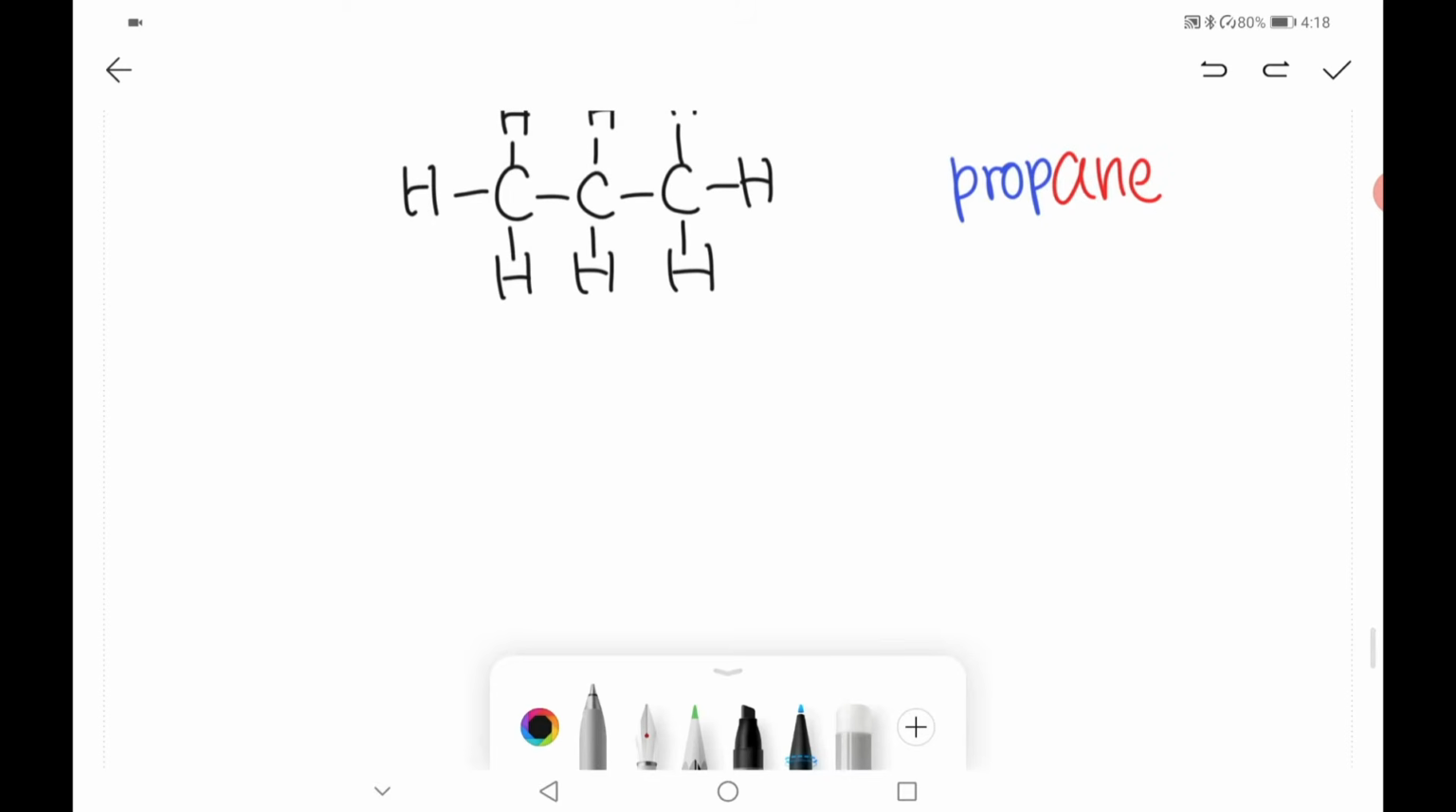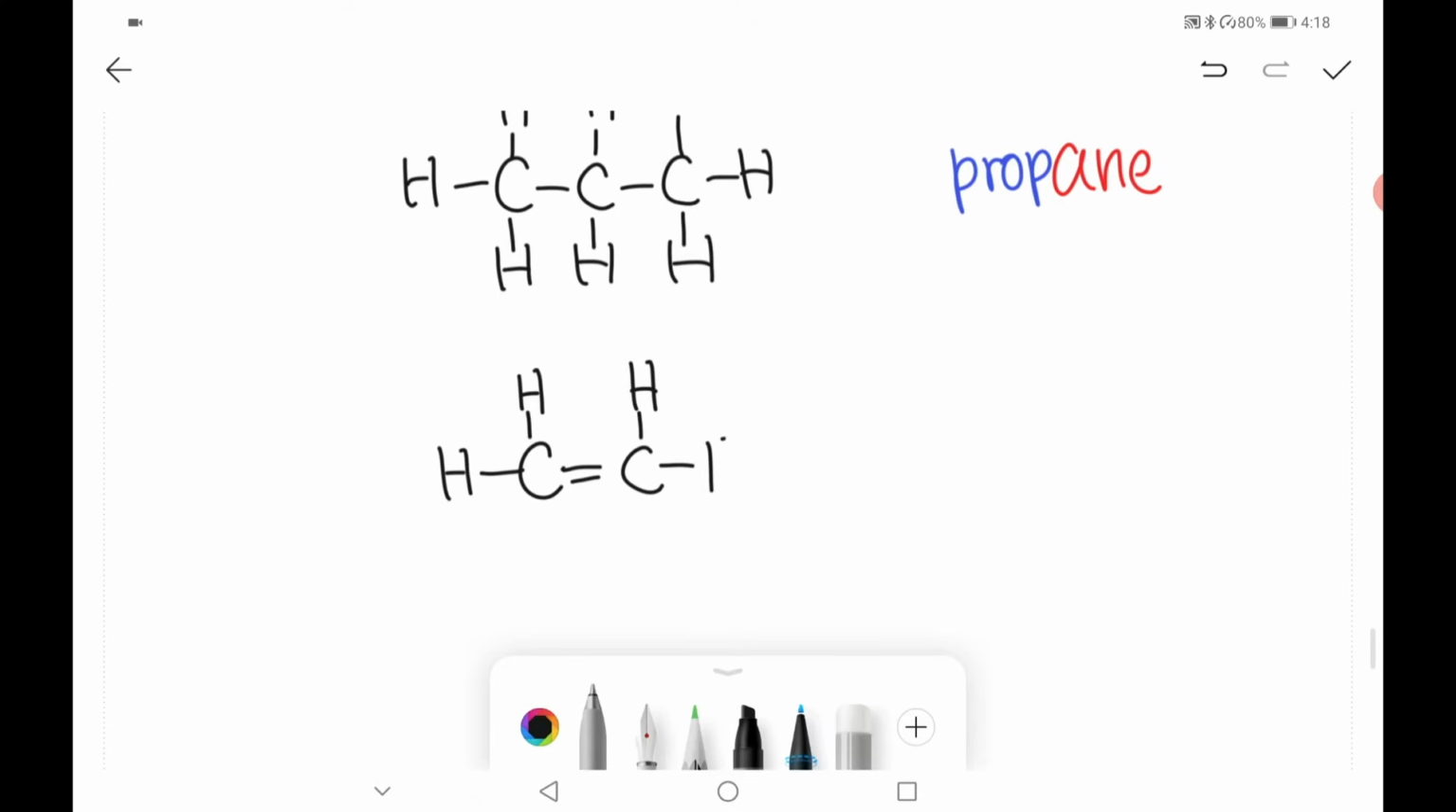All right, let's try one more. What if we have this substance? How are we going to name this substance? Same thing, always start the name from the back. To start the name from the back, we must know what the homologous series is.